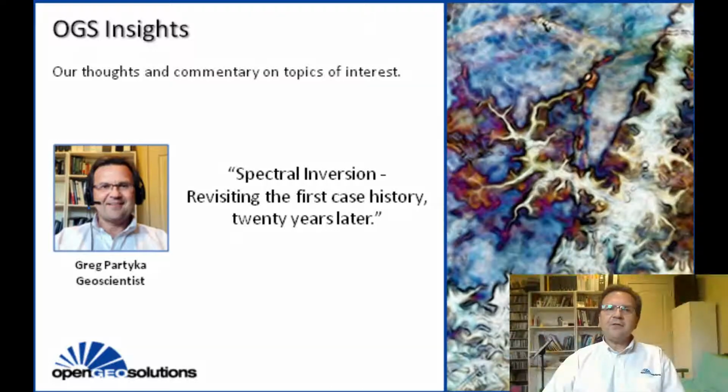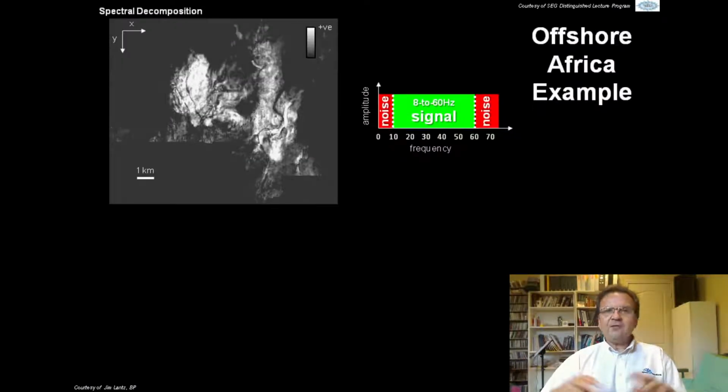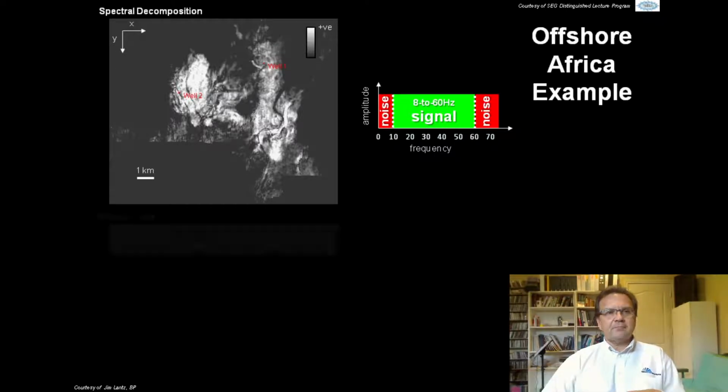To celebrate the 20th anniversary of spectral inversion development, let's revisit the first attempt case history, an offshore Africa application from February 2001. We had approximately 8 to 60 Hz of usable signal bandwidth to work with. Spectral decomposition provided a good view of the morphology associated with a sheet sand deposit. While this work was being done, 2 wells had already been drilled in the area.